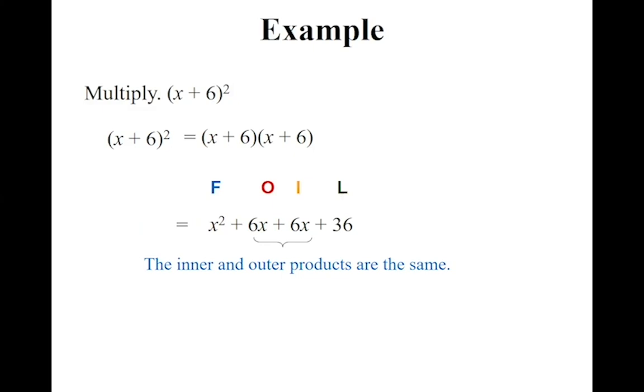X times x is x squared. X times 6 is 6x. 6 times x is 6x. 6 times 6 is 36. The inner and outer are the same. So 6x plus 6x gives us 12x. Twice the first times the second. Same as the formula. So that's all the formula is doing. It's foiling it with itself. So if you want to FOIL with itself, go for it. If it gets you the right answer, good job.